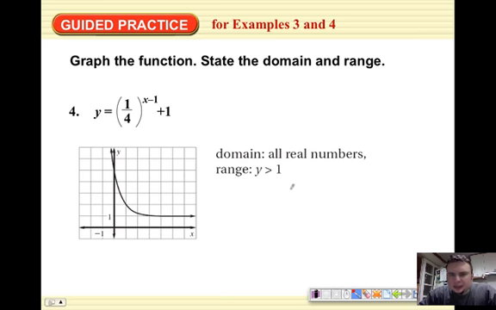And that is basically section 2. All you guys got to do is practice a little bit. You should be fine if you understand section 1.